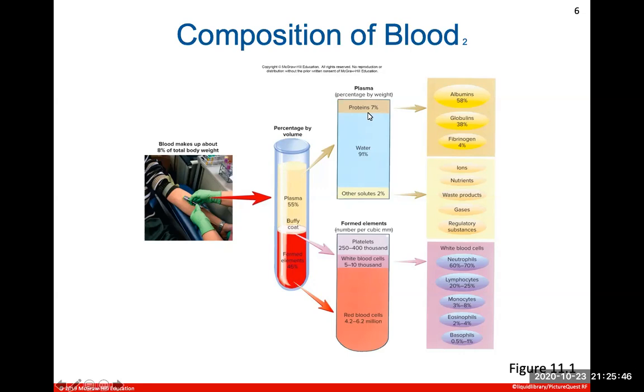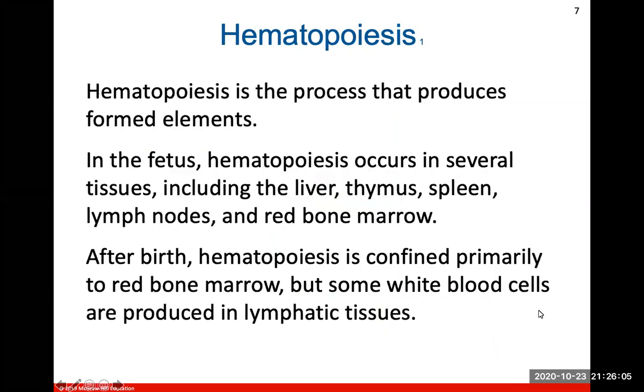Here just shows you what types of proteins are found in the plasma, what other solutes are located in the plasma: ions, nutrients, waste products, gases. And then here in that buffy coat, we can see our formed elements, the platelets and white blood cells. And we'll go through the 5 different types of white blood cells in a couple slides.